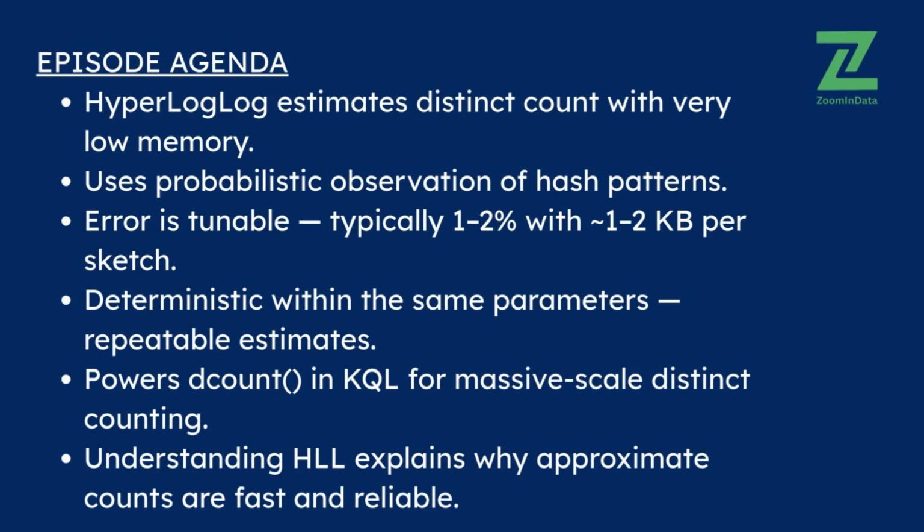Hyperloglog estimates distinct count with very low memory. It uses probabilistic observation of hash patterns. Error is tunable, typically 1 to 2% with about 1 to 2 kilobytes per sketch. Estimates are deterministic within the same parameters, repeatable. It powers dcount in KQL for massive scale distinct counting. Understanding HLL explains why approximate counts are fast and reliable. Let's go under the hood.